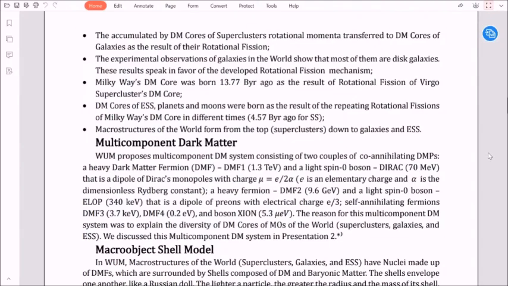The reason for this multi-component dark matter system was to explain the diversity of dark matter cores of macro objects of the world: superclusters, galaxies, and extrasolar systems. We discussed this multi-component dark matter system in presentation 2.